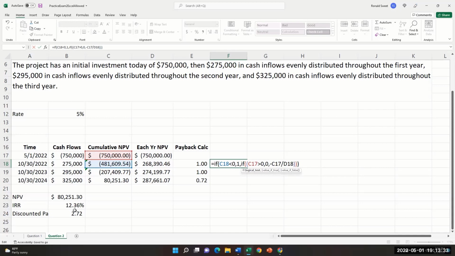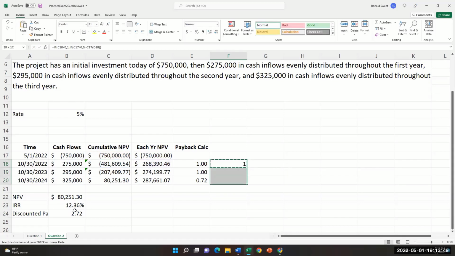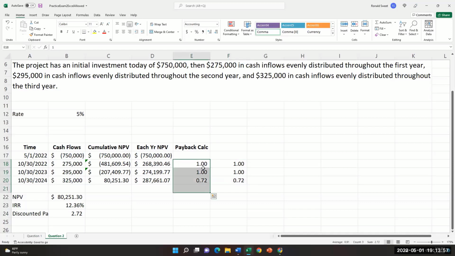That looks correct now. So if C18 is less than zero, give me one. Otherwise, do this. I'll probably have one too many parentheses here. If C17 is greater than zero, then give me zero. Otherwise, give me that. Here we go. So it takes me a little bit, but on the exam, you don't need that. If you want to show off on the exam, then do that. That's fine, but you're going to be time constrained.